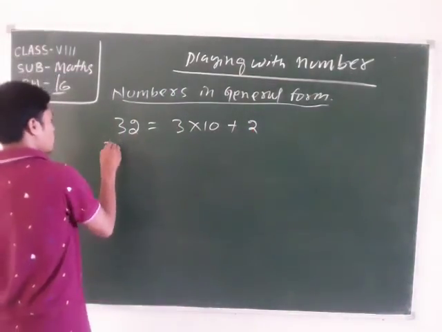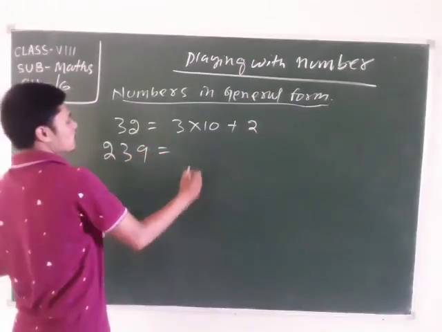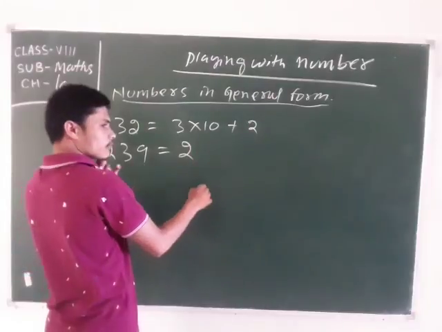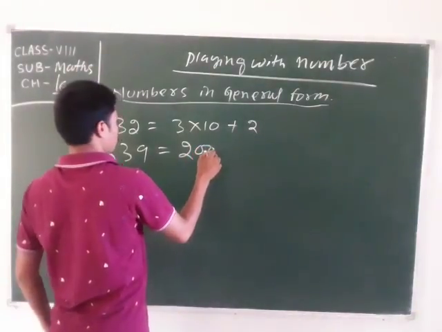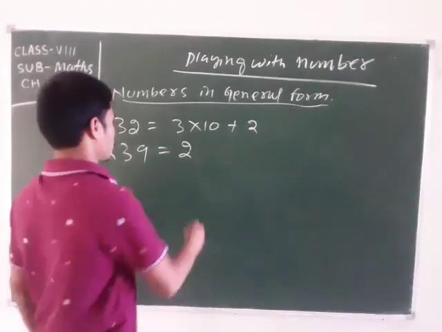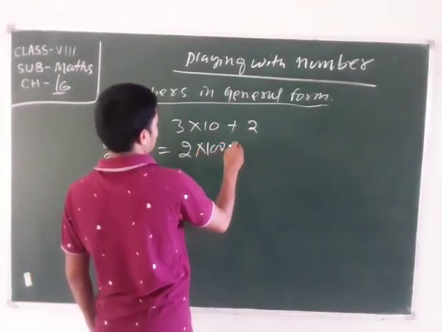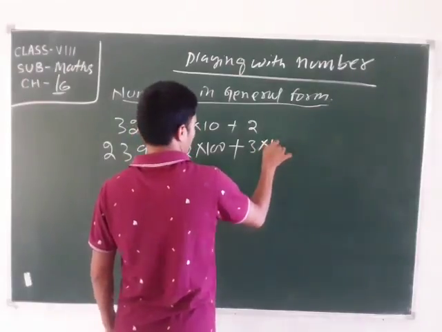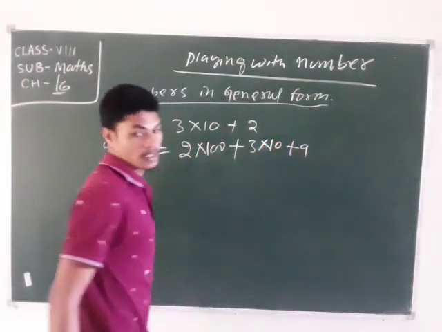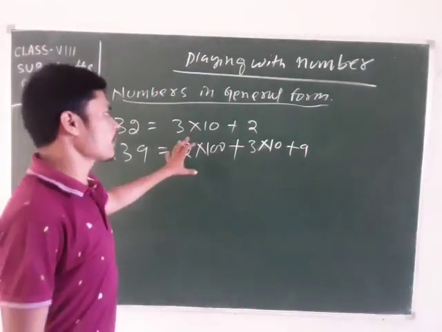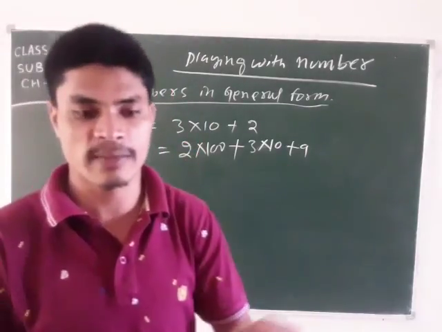Suppose there is a 3-digit number, 239. Then how can we form it? 239 is 2 into 100, plus 3 into 10, plus 9. That is the general form. Here we recall that this is the expanded form. That means we can write the numbers in expanded form.